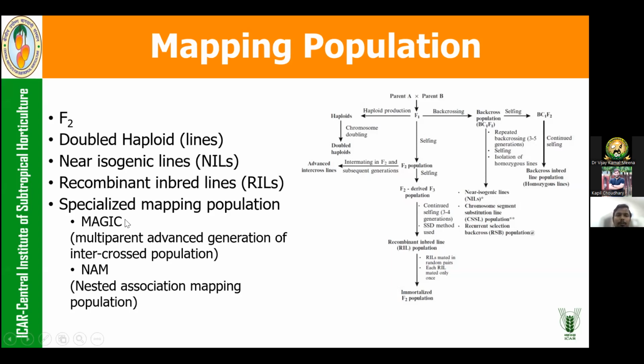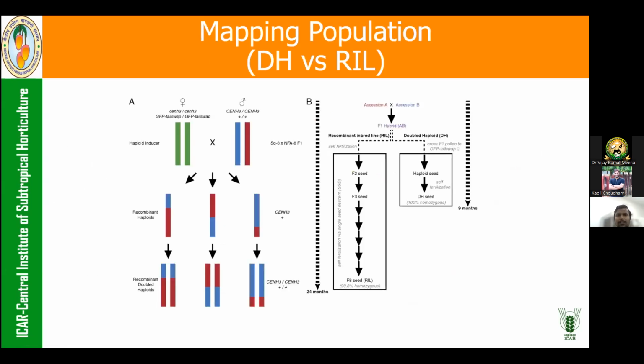And other specialized mapping populations are, if you want to tap more recombination from different genetic backgrounds, you can go for MAGIC, the development of a multi-parent advanced generation intercross population. And then you can have a nested association mapping panel also. So these are ways of creating recombination so that mapping can be done. This is the representative picture of how you go about it. So this is objective oriented.